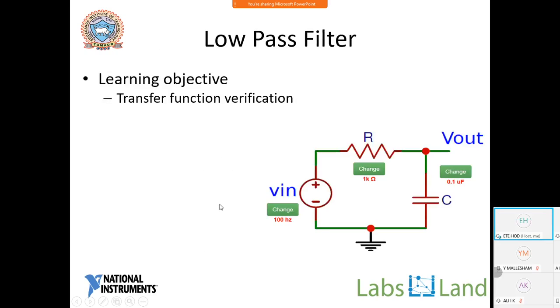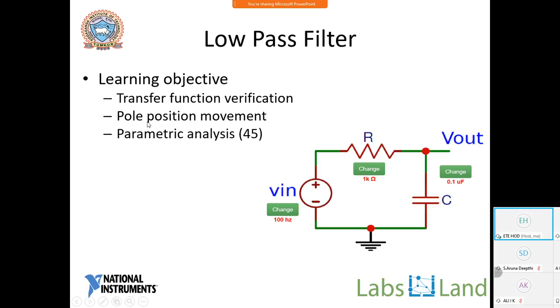Maybe we'll just move on to the next, because we have a lot of experiments now. We'll just stick to 2 to 3 experiments and try to find out what the capabilities of this low pass filter are, what I can do with this low pass filter. So the learning objective is that I should be able to link it to the transfer function of this low pass filter. You can see, can I make the pole position movement? Of course, it has got 45 different parametric variations, and then it can do time response.